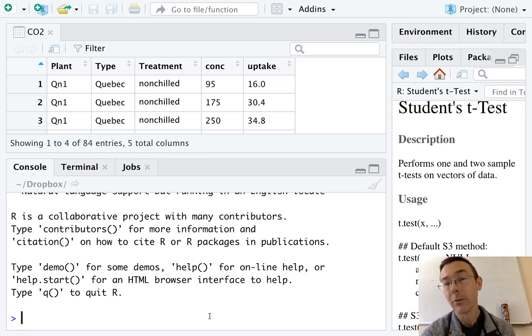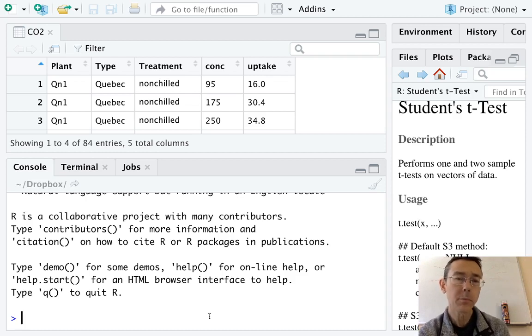Hey everybody, today we're doing confidence intervals in R. This is particularly useful when you have an actual data set as opposed to just summary statistics about a data set. So here I'm going to be looking at the CO2 data set. It's built in with R. I'm going to be interested in the uptake variable.